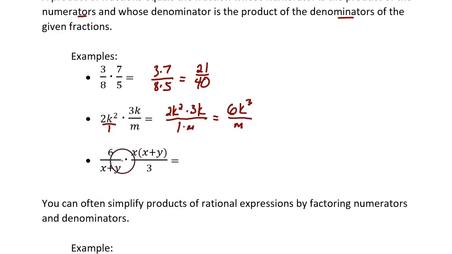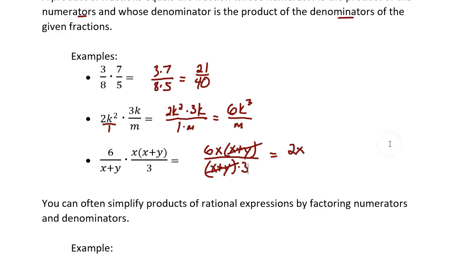Next example, we want to multiply these fractions together. Multiply the numerators, 6 times the x times x plus y. And multiply the denominators, the x plus y times the 3. Then simplify. The 6 divided by the 3 makes 2. There's a factor of x in the top, no factors of x in the denominator that would do any canceling, so there's an x left over. Now what happens to the x plus y's? The x plus y in the top and the x plus y in the bottom cancel away. The final answer is 2x.